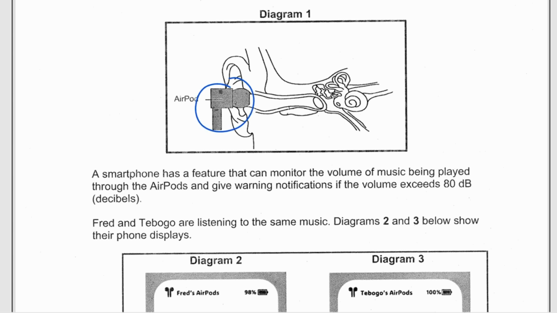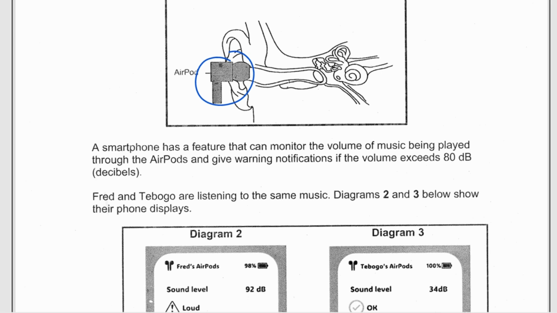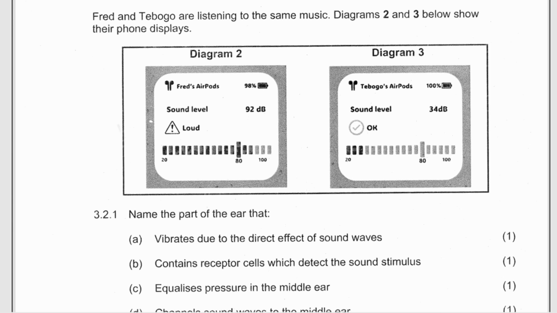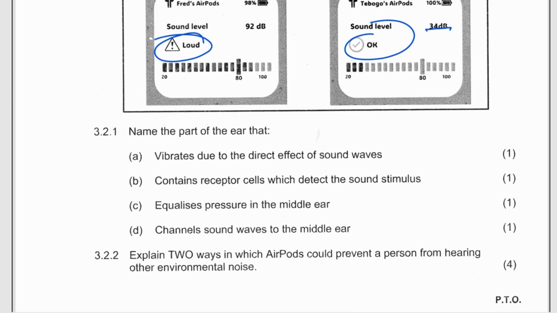A smartphone has a feature that can monitor the volume of music being played through the earpods, giving a warning notification if the volume exceeds this. Okay, this bar. Fred and Teboho are listening to the same music, Diagram 2. Meaning they use the same music, but one is louder, one is okay. Above 34 decibels means that it is not good.